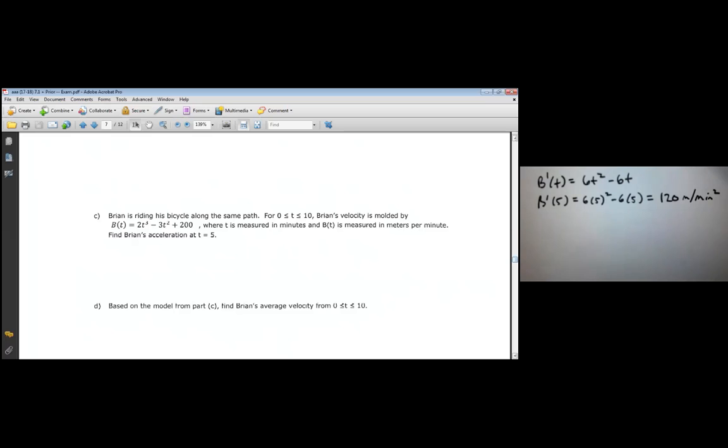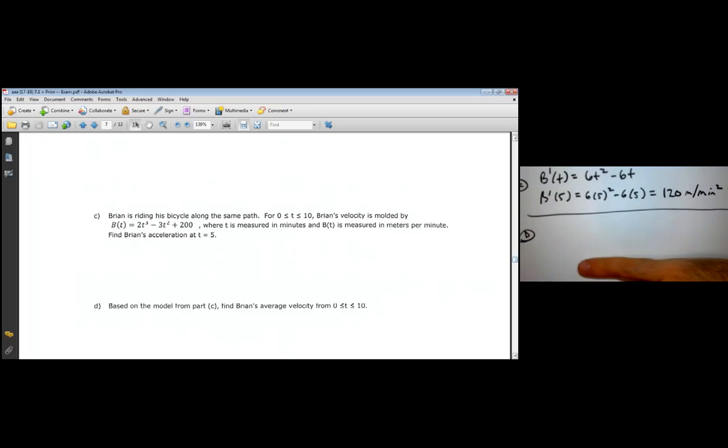Okay, let's talk about part D. All right, for D, find Brian's average velocity. They're being very clear about this. You just need to know what you're talking about. How do we find average something? You use the average value formula you gave us. Yep, so what are we doing?